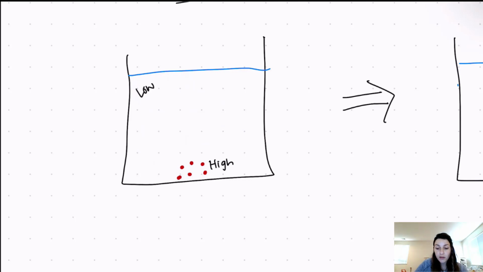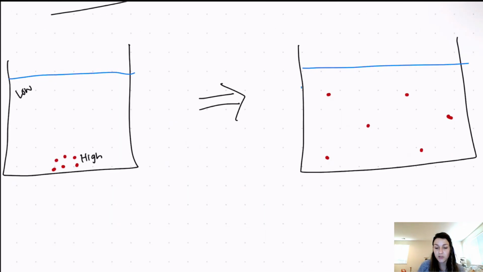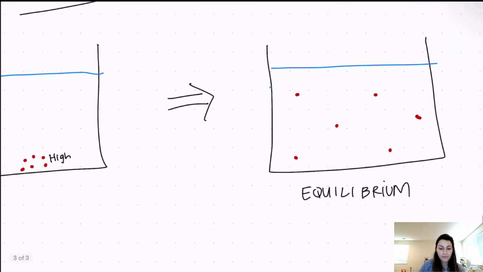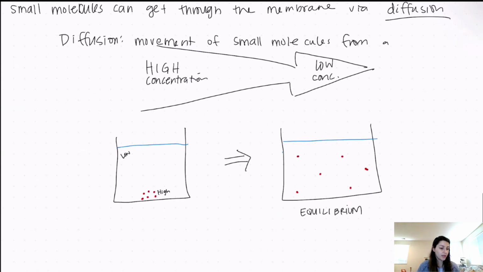My red molecules want to move from a high concentration to a low concentration. This proceeds until those molecules are equally distributed, so nowhere has a high concentration and nowhere has a low concentration. This is called equilibrium, till everything is equally distributed. So that's diffusion.